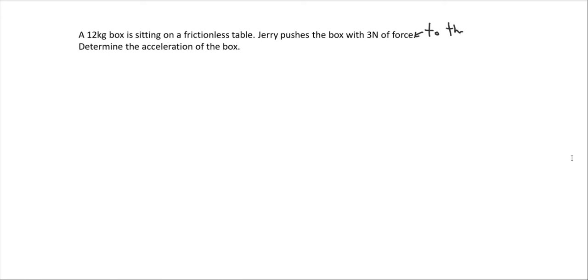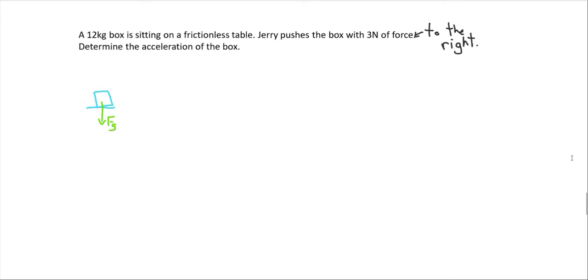Let's just add in some direction so we don't get confused here. So he pushes with a 3 Newton force to the right. So let's determine the acceleration of this box. Well, step one is, as always, our free body diagram. This box is on a table, and whenever I think of boxes on tables, I'm pretty sure that they're on Earth. So that means there's probably some gravity.